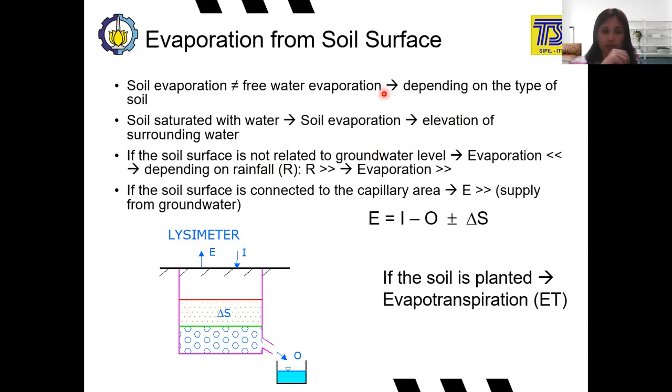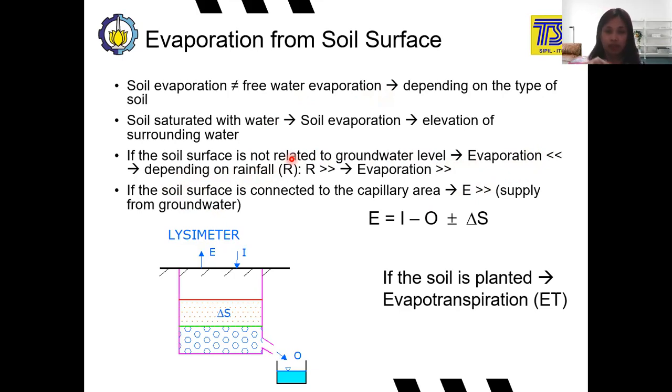So soil saturated with water, if it evaporates, can affect the elevation of the surrounding water level in the soil. If the soil surface is not related to the groundwater level, and the evaporation is small, it depends on the rainfall. The amount of water in the soil depends on the rainfall. So if the rainfall is big, it means the soil contains a lot of water from the rainfall.